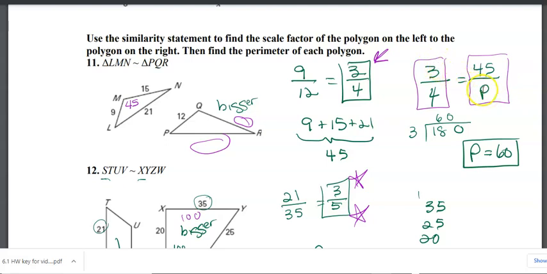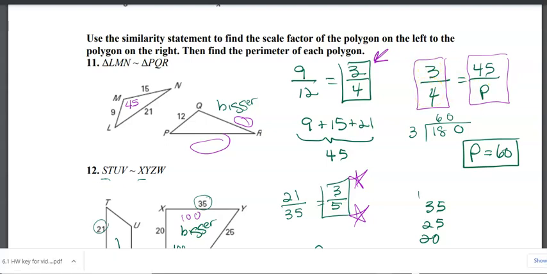Do your cross products. 4 times 45 gives me 180. 180 equals 3 times P. Divide both sides by 3. 3 goes into 180 60 times. The perimeter to the right will be 60. Okay? Just to recap, the sides of the similar triangles and the perimeters of the similar triangles are in the same proportion. They share the same scale factor.